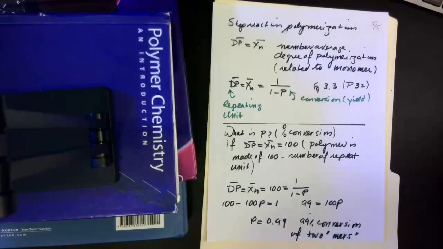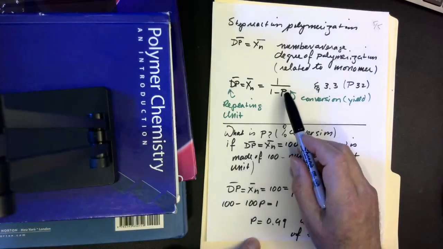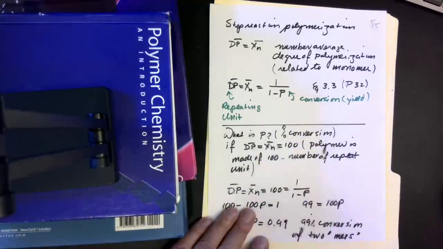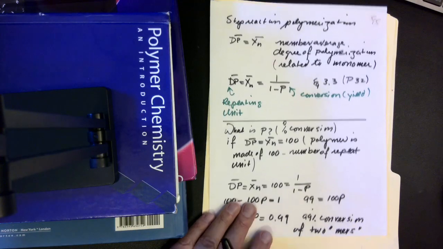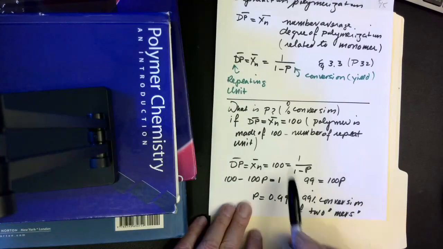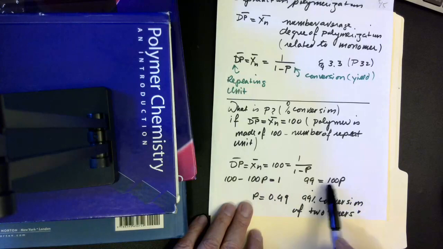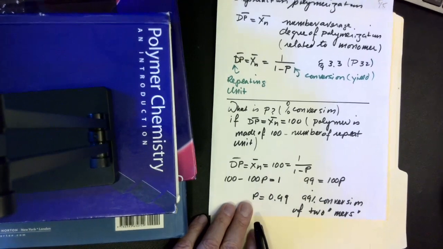So again, what we used is this formula. This formula is very important. DP hat or Xn hat is 1 over 1 minus p. Again, what is p? p is conversion. So if I want this to be 100, the p has to be 99.999%.